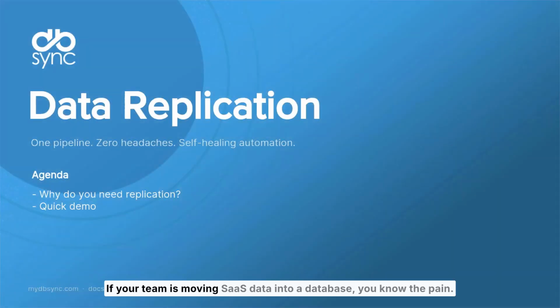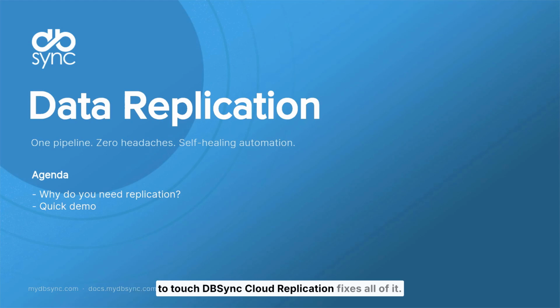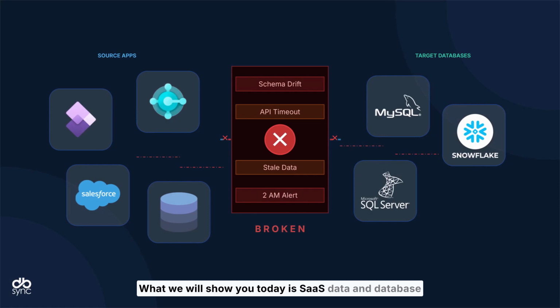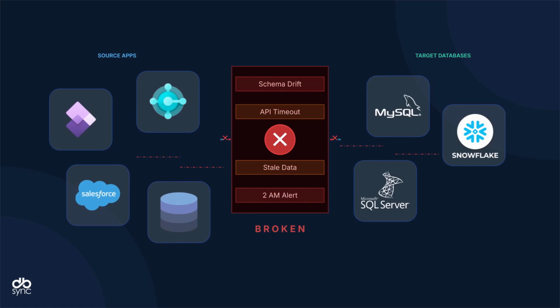If your team is moving SaaS data into a database, you know the pain. Broken pipelines, schema changes, scripts nobody wants to touch. DB-Sync Cloud Replication fixes all of it. One platform, zero code, self-healing pipelines. What we will show you today is SaaS data and database replication to other databases and popular data lakes.